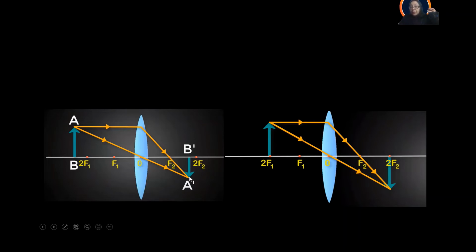Okay, and the image properties: it is inverted and real. And it is diminished. It is smaller in size.